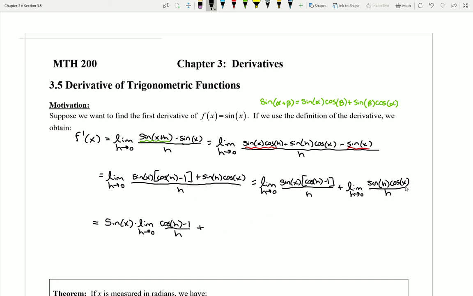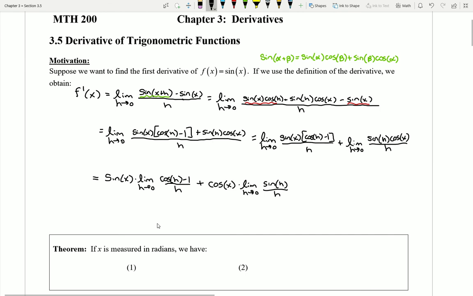Over here, notice I have a cosine of x that could be pulled out just like the sine of x was over there. That would leave me with the limit as h approaches 0 of the sine of h over h. So the tricky part is how do I deal with these individual limits? Ultimately, determining the derivative of the sine of x is going to boil down to being able to figure out each of these limits. If I can find them, I'll be in good shape.